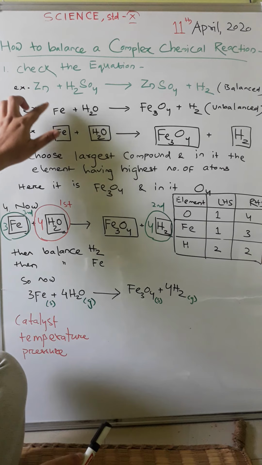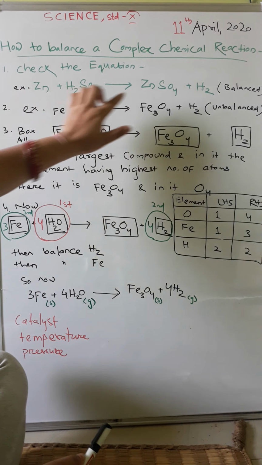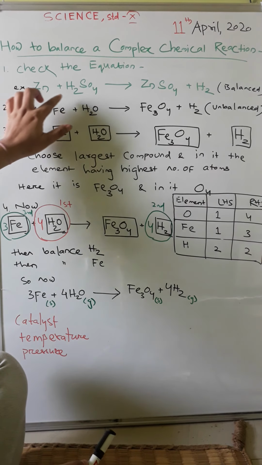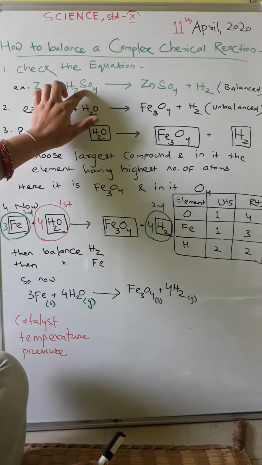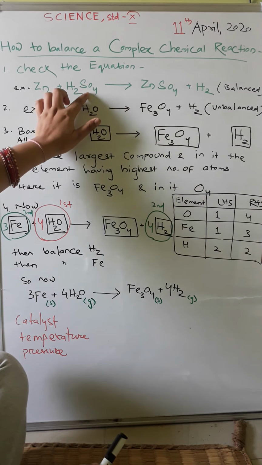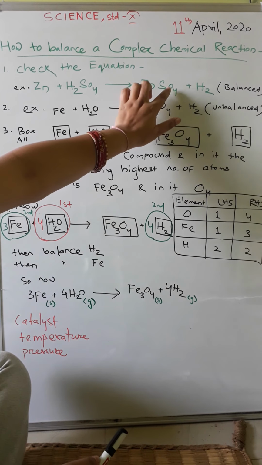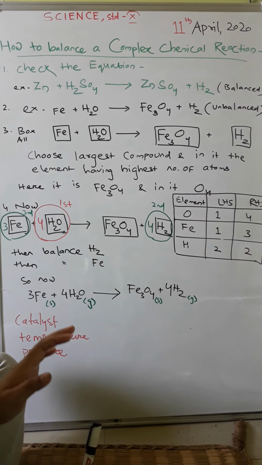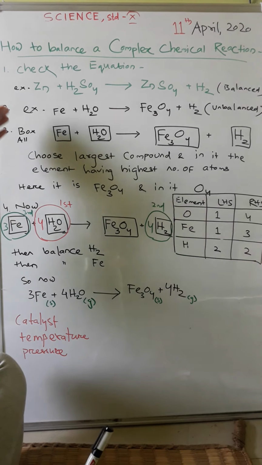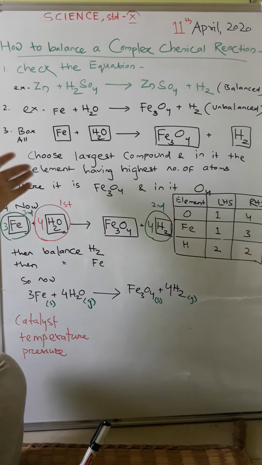If I see, the number of zinc is 1 here and also 1 here. The number of hydrogen is 2 here and also 2 here. Then the number of sulfur is 1, here it is 1, and the number of oxygen is 4 here, and on the right hand side it is also 4. So the chemical equation is already balanced. Now we need not balance it.